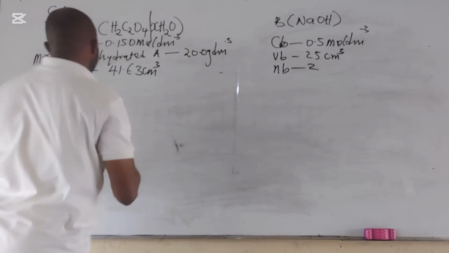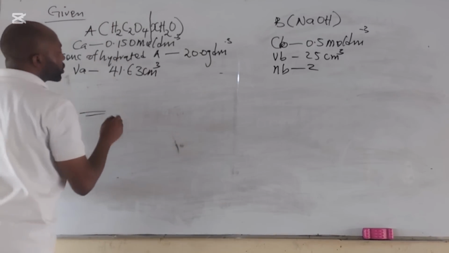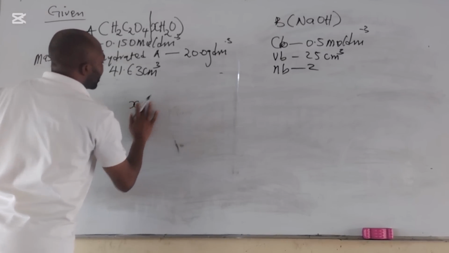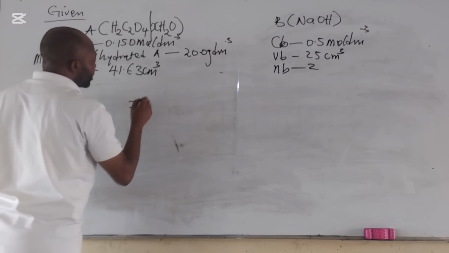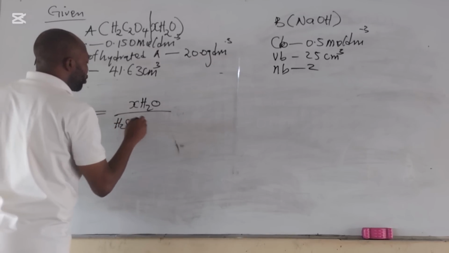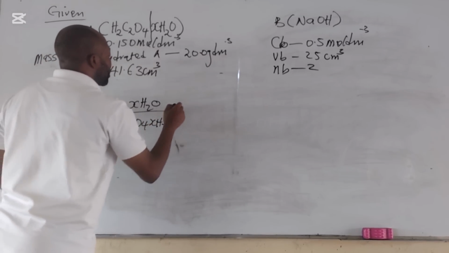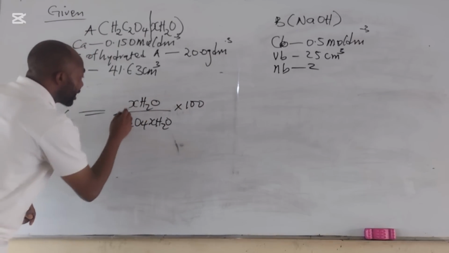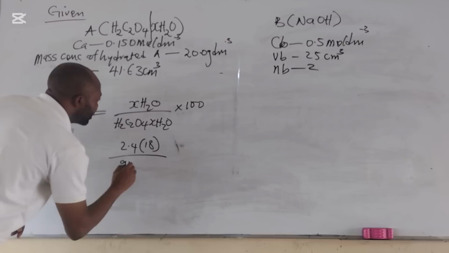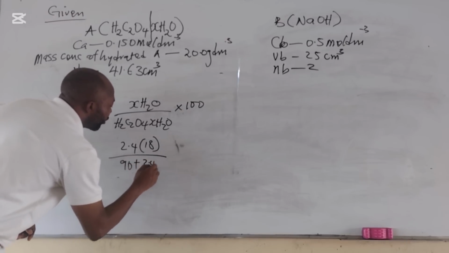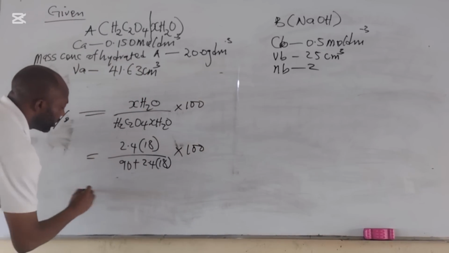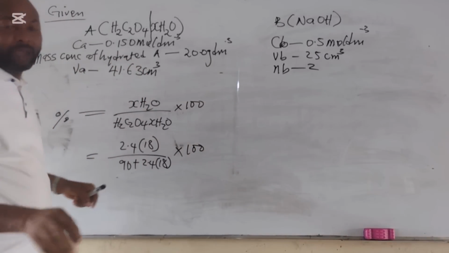So for the percentage, we say the percentage is equal to the mass of water, which is X times 18, over the whole compound, H2C2O4 times X water, times 100. So X is now 2.4. That is 2.4 open bracket 18 over 90 plus 2.4 open bracket 18, times 100. And this is equal to 2.4 times 18.